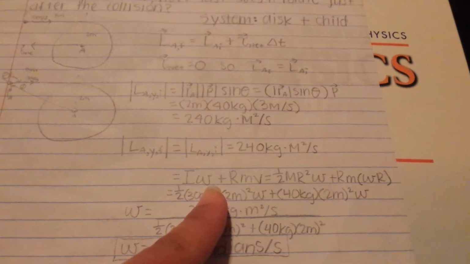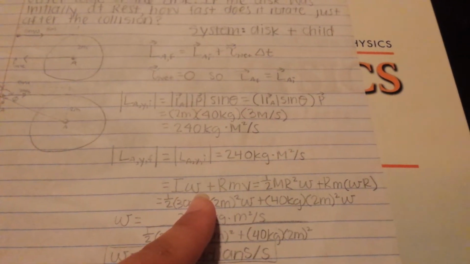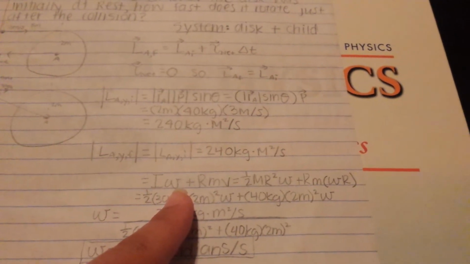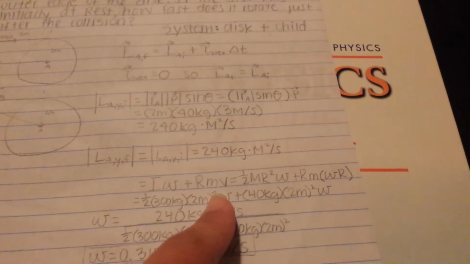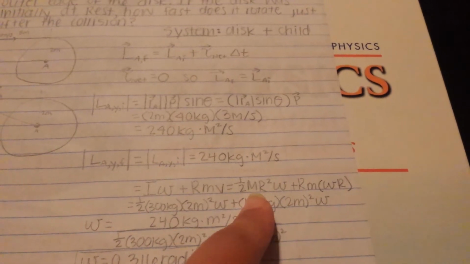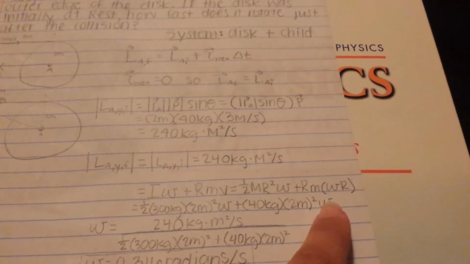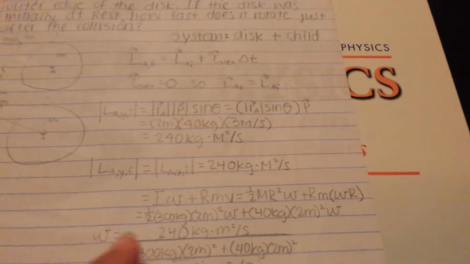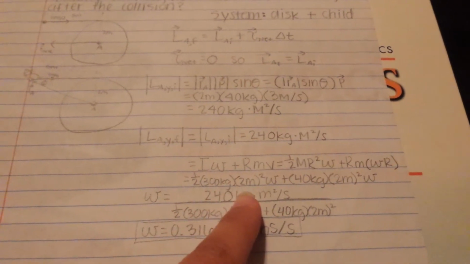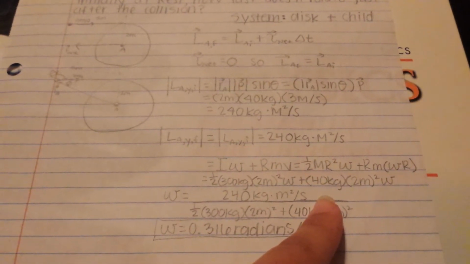So we do I, the moment of inertia, times omega, which is the angular velocity, plus R times M times V, which is the same thing as half of M times R squared times omega plus R times M times omega R. So when we add in our values, we get half of 300 kilograms times 2 meters squared times omega plus 40 kilograms times 2 meters squared times omega.